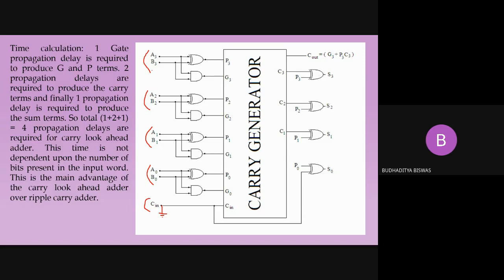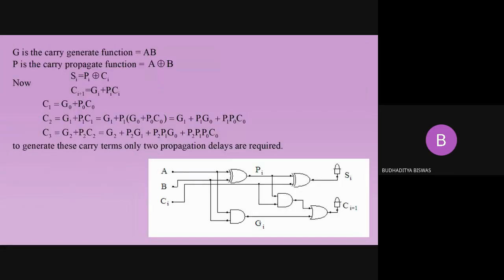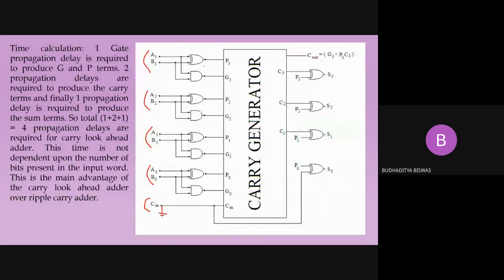So these are the initial terms, and we need to add the numbers. First, we need to generate the P and G terms. From the expression, we know that P is nothing but A XOR B, and G is nothing but AB. These P and G terms are not dependent on the carry input. This is the beauty of this carry look ahead adder. P and G terms are independent of the carry. They only depend on the A and B terms. That's why we can easily generate P3 G3 using A3 B3, and P2 G2 using A2 B2. In this way we generate all the P and G terms. Got it?